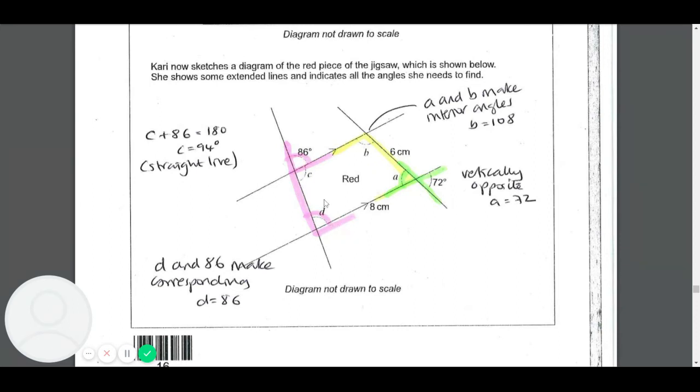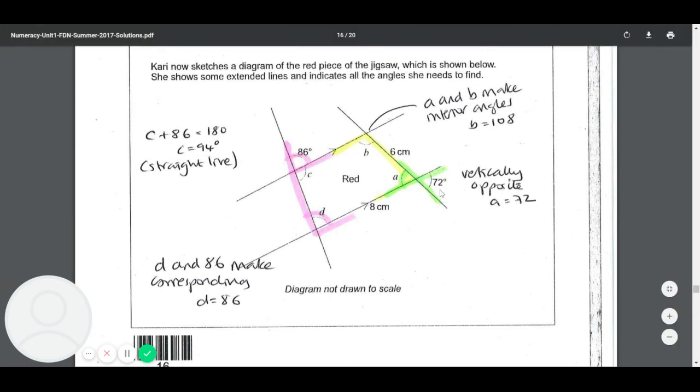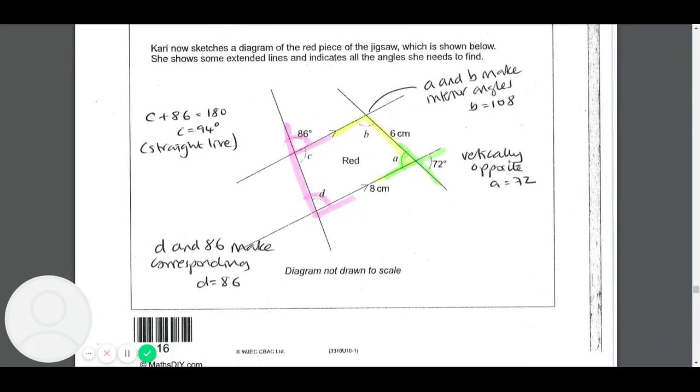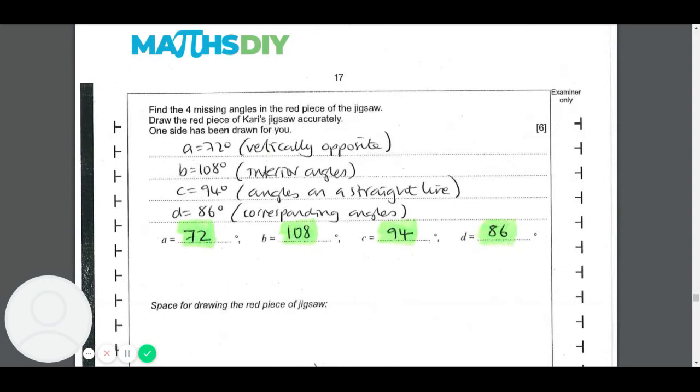Because of parallel lines, this 86 and this D are going to be the same. They're corresponding angles. And then we've got either, we could use interior angles here to get that's 108, or we could do the fact that there's 360 degrees in a quadrilateral, so that would also be 108 for that reason. It works out the same. Okay, so we've got the angles.